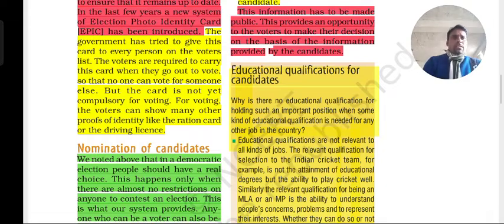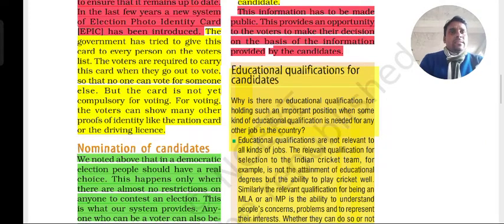So the next one is written below. Let us look at what that is. The educational qualification for the candidates. So you may say, sir, we can fix one type of education to become a candidate, maybe to become an MLA or MP, there should be some type of education. So why is education not required? If you read this, then you will understand that.